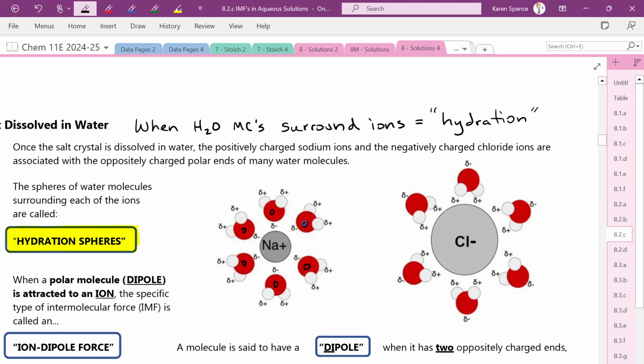Why is it a hydration sphere and not a hydration circle? They're 3D. Because these things are all actually 3D, so it's not a circle. So actually 3D. Therefore, it is a sphere.